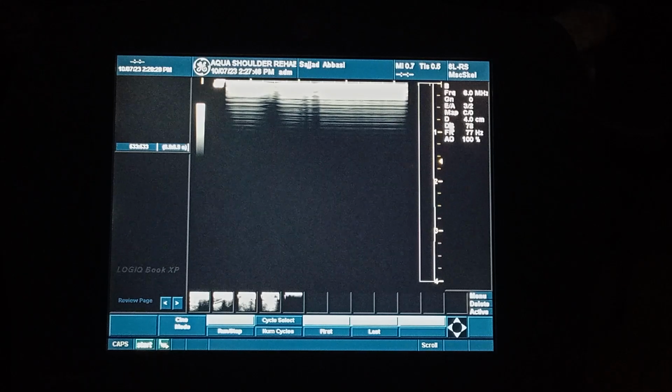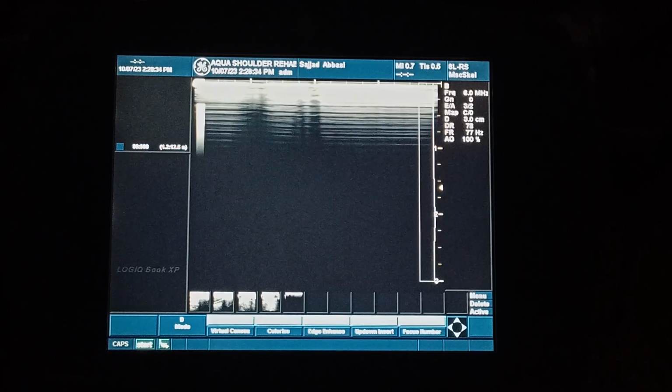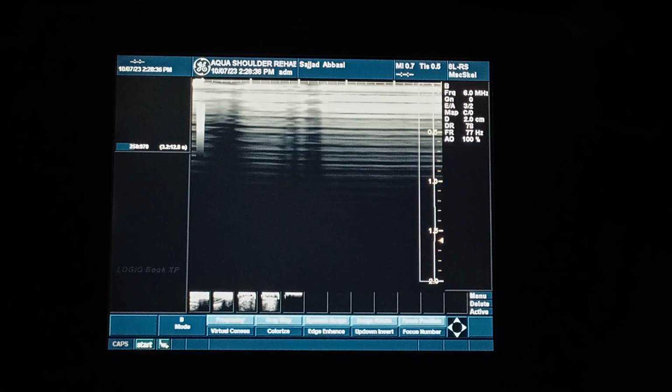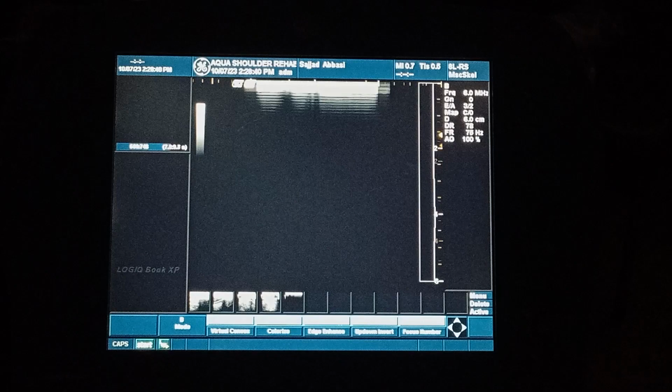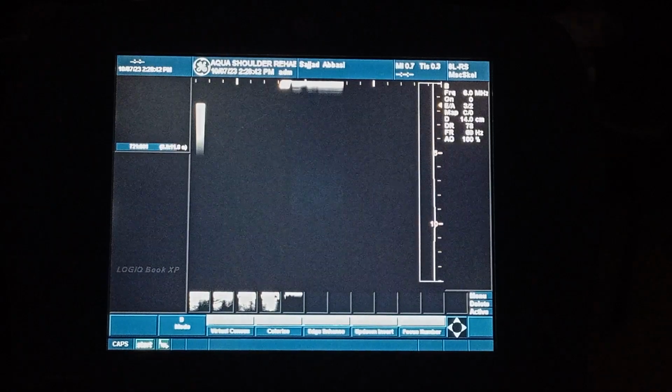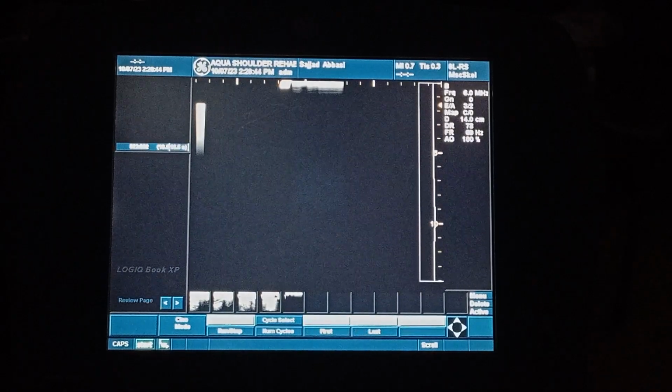D is for depth. This depth shows us that we are working at a depth of 4 centimeters maximum. So if you want to, let's say, take a needle and insert it into the patient's body, it will only go 4 centimeters deep. But what if I increase it? This is the decrease in depth, which is 2 centimeters right now, and now I increase the depth and it can go as high as 14 centimeters.